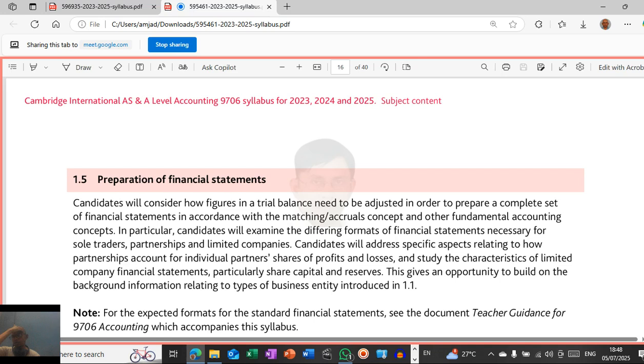The next important topic is preparation of financial statements. Candidates will consider how all figures in the trial balance need to be adjusted in order to prepare a complete set of financial statements in accordance with the matching or accrual concept and other fundamental accounting concepts in particular. Candidates will examine the different formats of financial statements necessary for sole traders, partnerships and limited companies. Candidates will address specific aspects related to how partnerships account for individual partners' share of profits and losses, and study the characteristics of limited company financial statements, particularly share capital. This gives an opportunity to drill down on the background information relating to types of business entity introduced in 1.1.